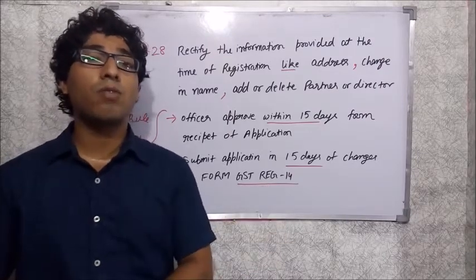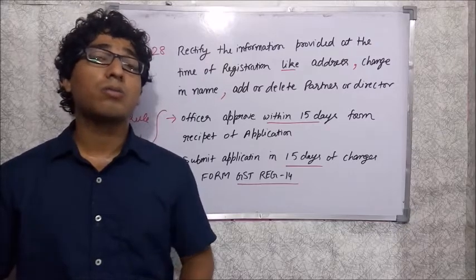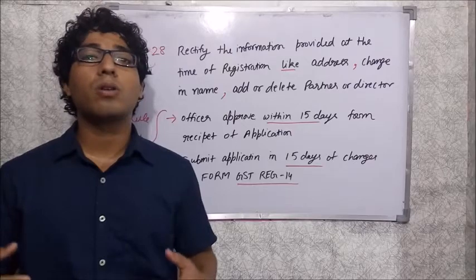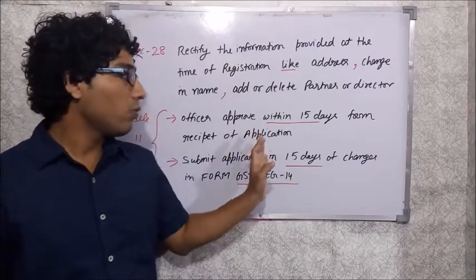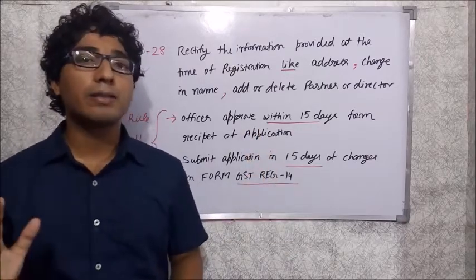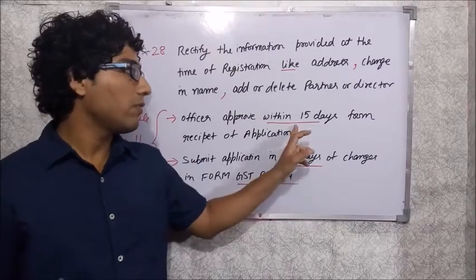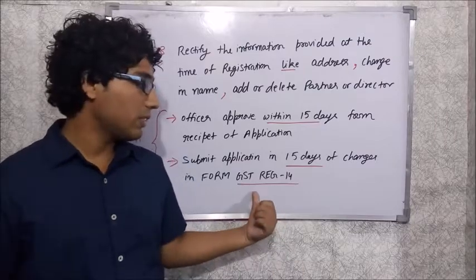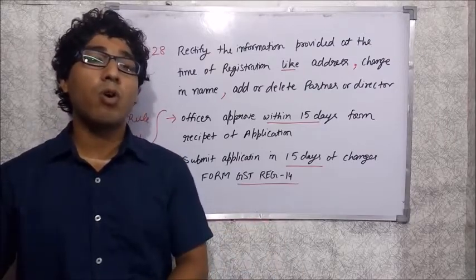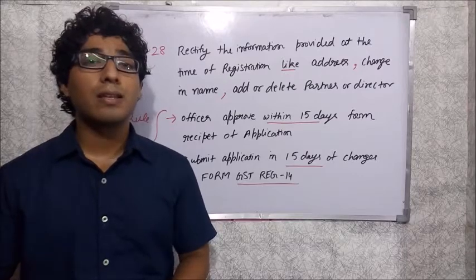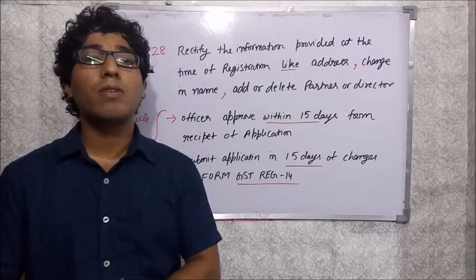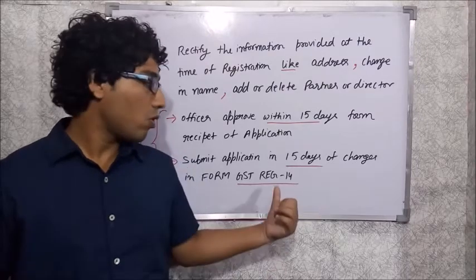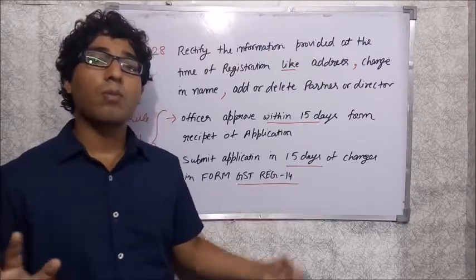After filing that form, the proper officer will verify it, and if he finds everything correct, then he will give you the order. That order will be given within 15 working days of filing the form under GST REG 14. So when you file the form, the proper officer will check it within 15 working days from the date of receiving form GST REG 14.